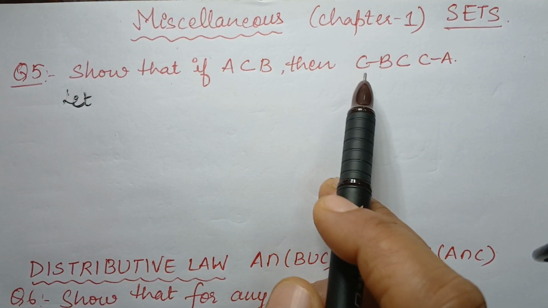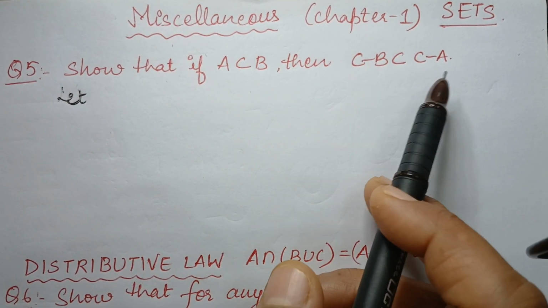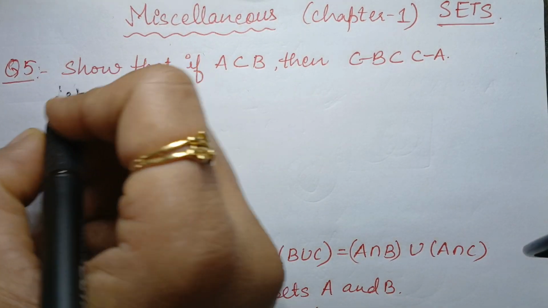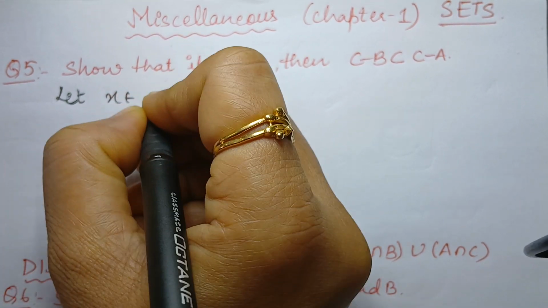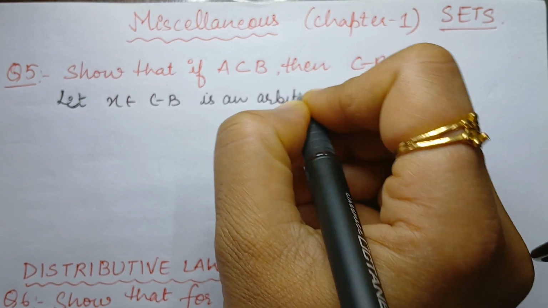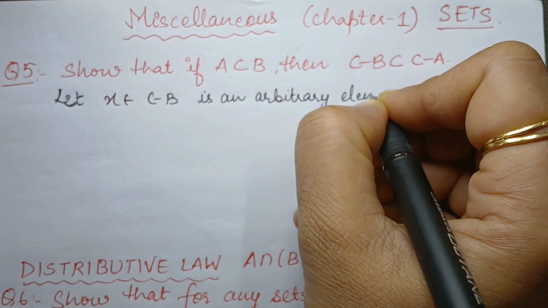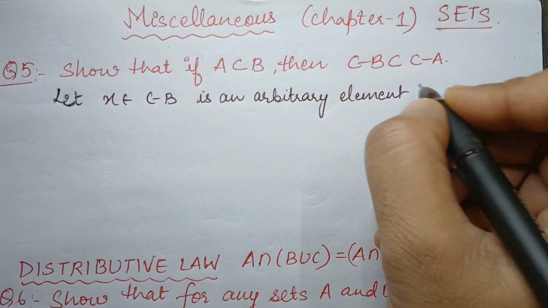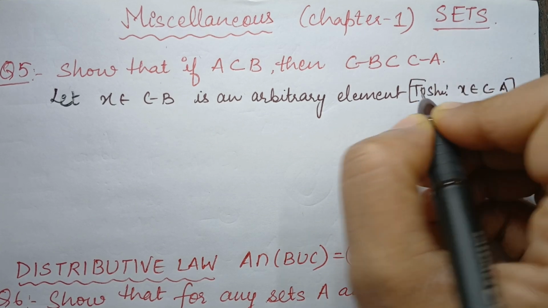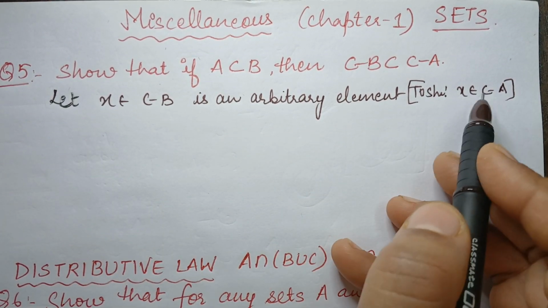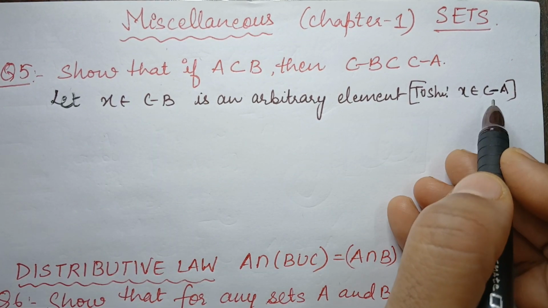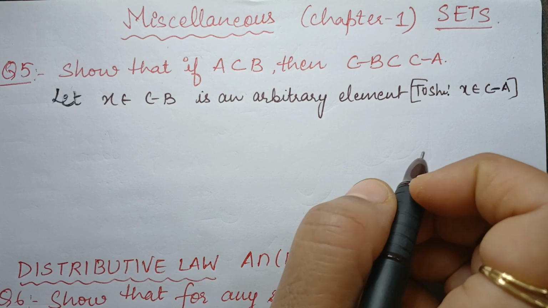We will consider an arbitrary element in this set and we will prove that that element belongs to C minus A. Then we can prove that this set is a subset of this set. So let X belong to C minus B, an arbitrary element. Now I have to show that this X belongs to C minus A. If I show that, then it means C minus B is contained in C minus A, or C minus B is a subset of C minus A.